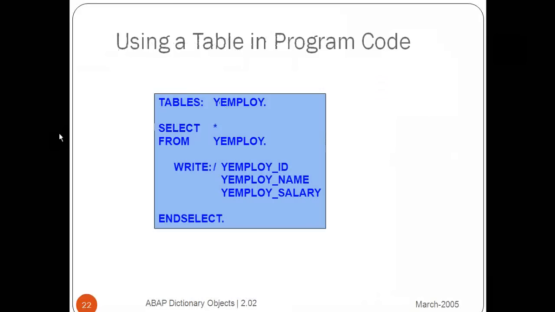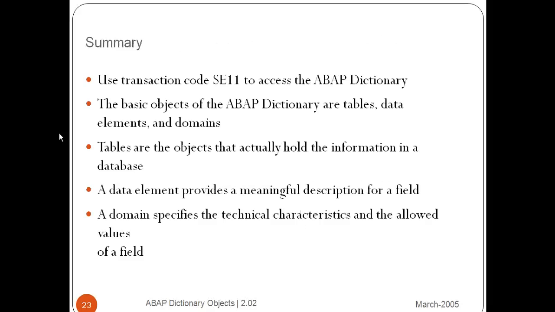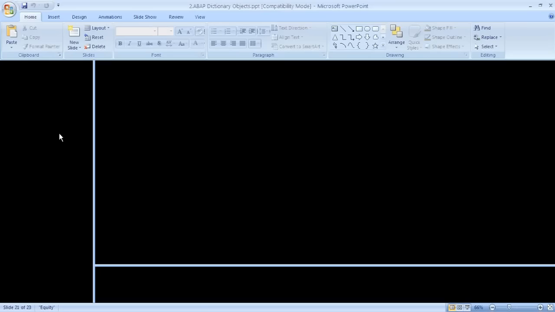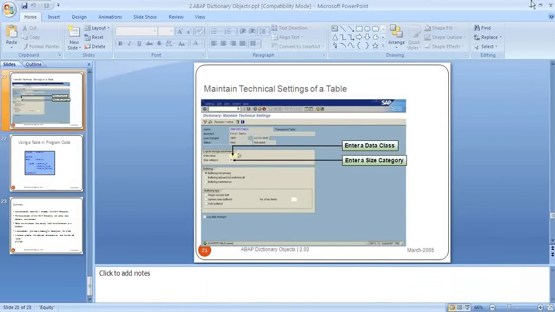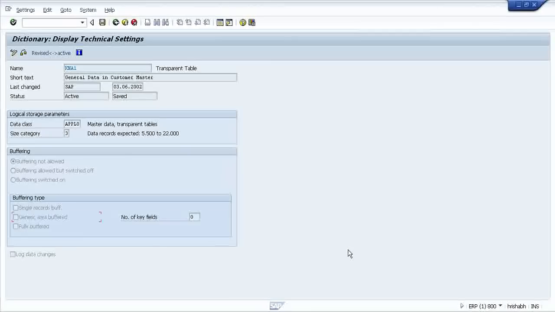Okay, what next? This is using a table in a program. This is not recorded right now. Okay, summary. So this is what the technical settings are about. What next?